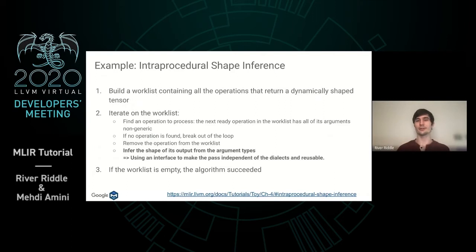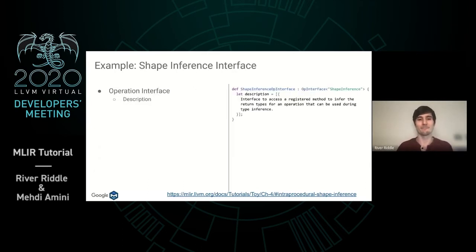And for this, we could just use an interface. And if we use an interface that makes our pass independent, that means that it's reusable. Other dialects can use it. So we can really just empower the infrastructure by thinking about how we might want to expose the properties when we're defining a transformation so that other people can reuse it.